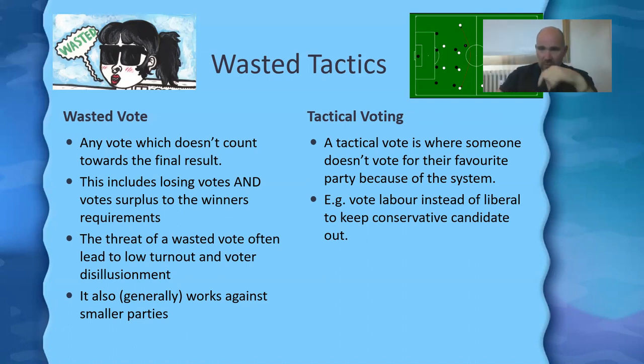So I'll use the example that I've got here. So let's say I really don't like the Conservatives and I'm a Liberal Democrat fan. But there's no chance the Liberal Democrats will win here, but Labour could. So what I might do is think, well, I'm not really a Labour fan, but I really don't like the Conservatives, so I'm going to vote Labour. I'm going to play this one tactically. I don't really want Labour to win, but I definitely don't want the Conservatives to win, so I'm going to vote Labour to try and keep the Conservative candidate out. This is known as tactical voting.